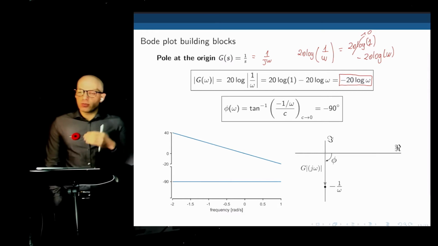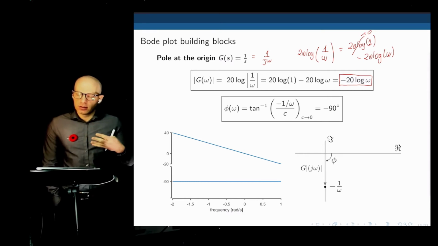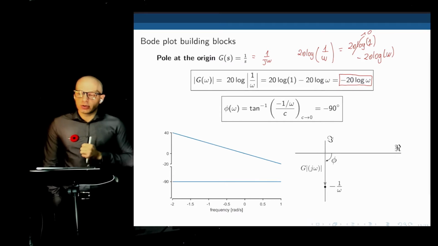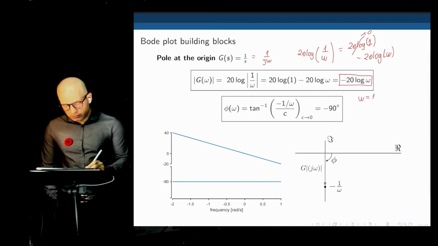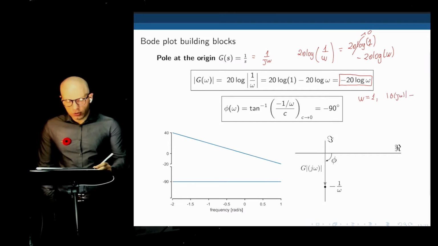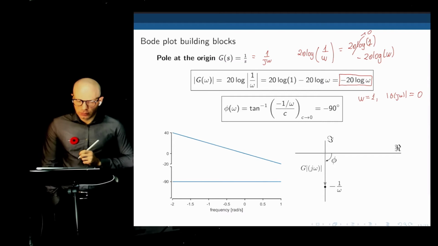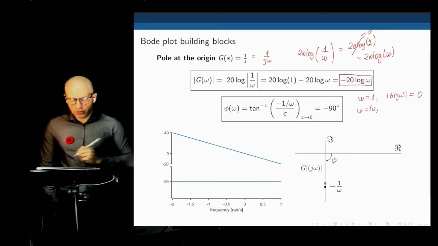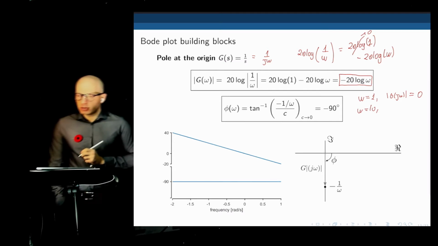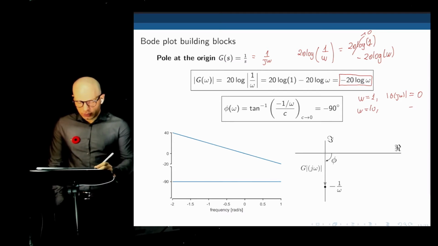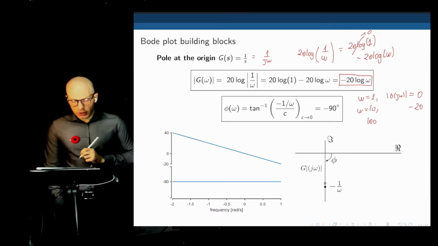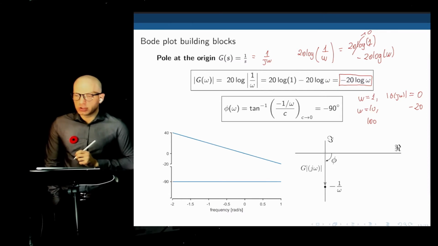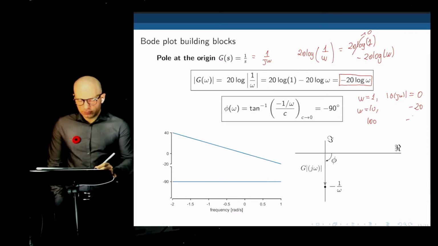Notice here that every time we multiply omega by a factor of 10, the magnitude goes down by 20 decibels. For example, at a frequency of 1 radian per second, what is the magnitude? It's 20 log of 1, which is 0. At a frequency of 10, we have negative 20 log of 10. Log of 10 is 1, so we have negative 20. At 100 radians per second, negative 20 log of 100. Log of 100 is 2, so negative 40. And so on.